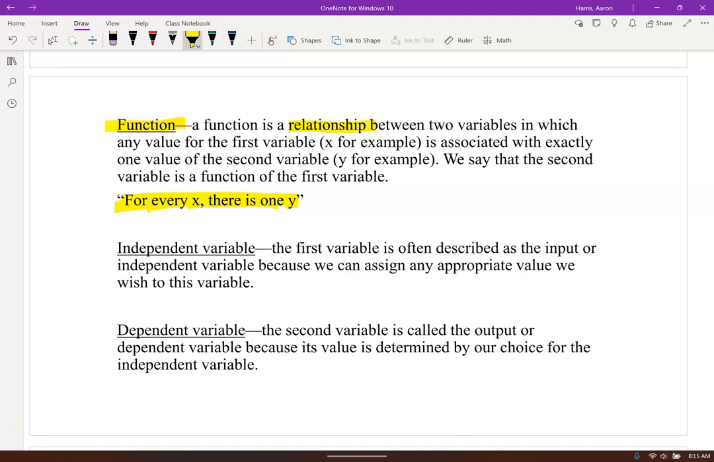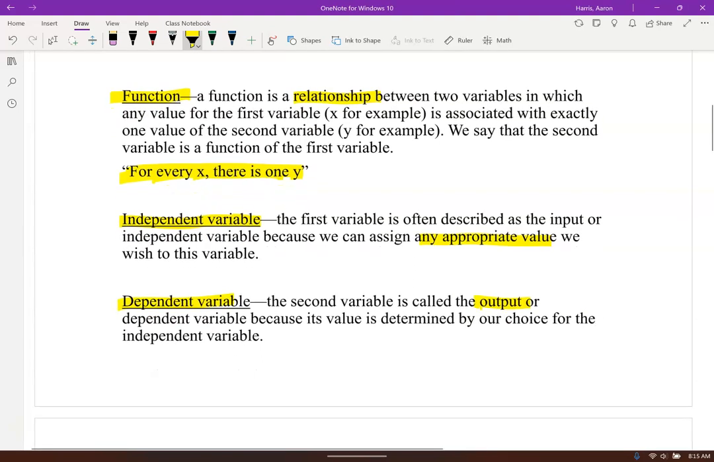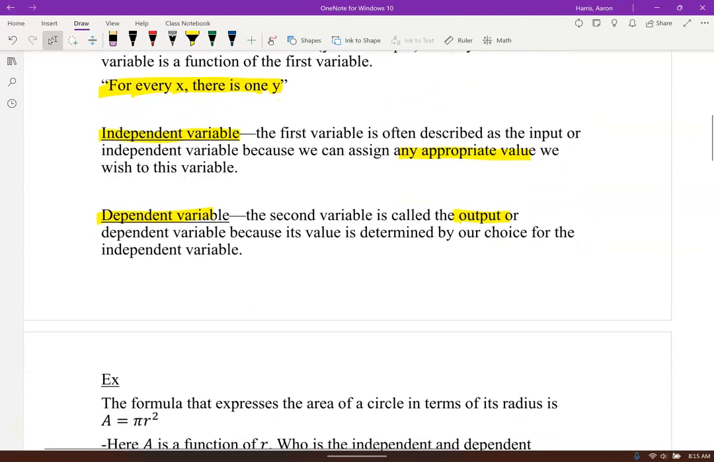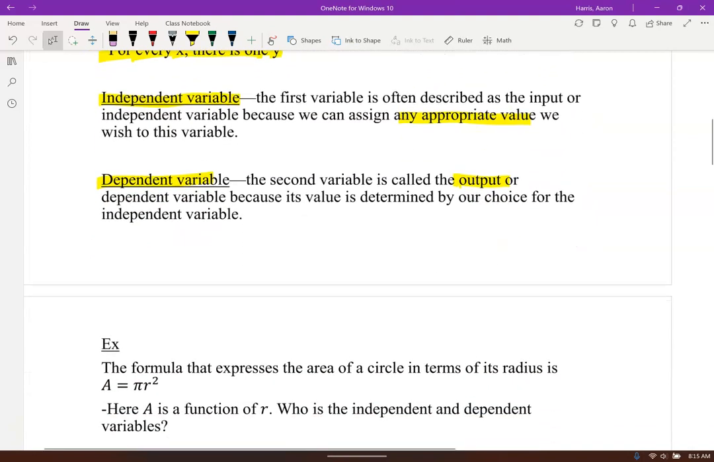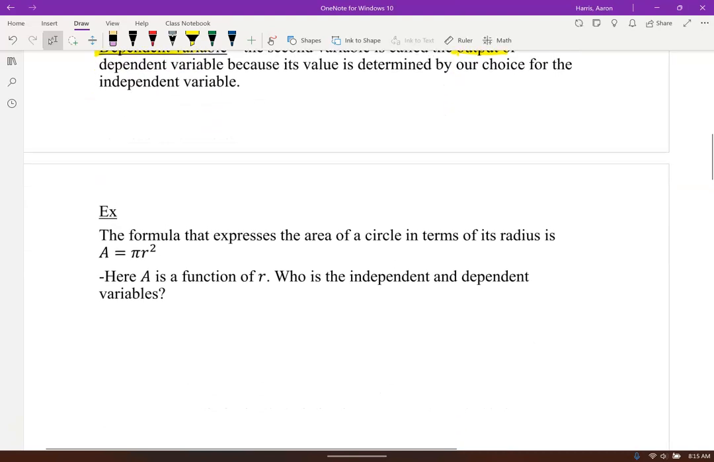And the independent variable is often described as the input. And we can assign any appropriate value we wish to this variable. The dependent variable is what we get as the output. Once we put the input in, the dependent variable is the output. So let's go ahead and take a look at an example here.